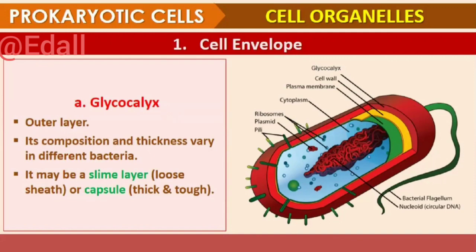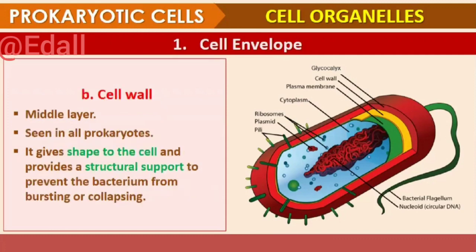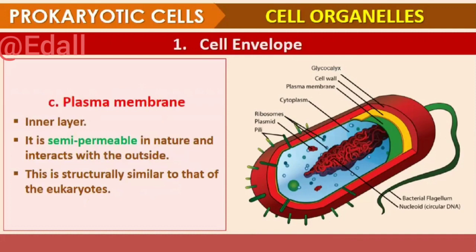It could be a loose sheath called the slime layer in some, while in others it may be thick and tough, called the capsule. The cell wall determines the shape of the cell and provides a strong structural support to prevent the bacterium from bursting or collapsing. The plasma membrane is semi-permeable in nature and interacts with the outside world. This membrane is similar structurally to that of the eukaryotes.